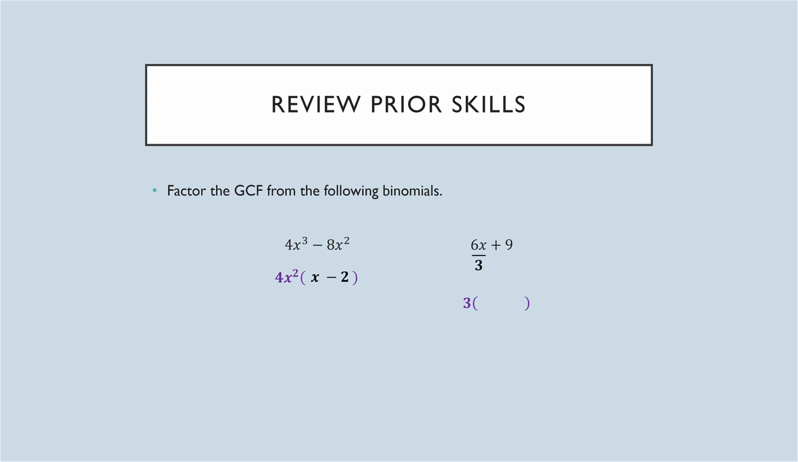6x divided by 3 leaves me with 2x. And then do the same thing for that second term of the binomial. 9 divided by 3, well, that's going to leave me with a 3, so I'll put plus 3 inside those parentheses. So 6x plus 9 is going to factor out to 3 times the quantity of 2x plus 3. This is all we're going to be doing today, is just this, but we're going to do it twice for each polynomial.